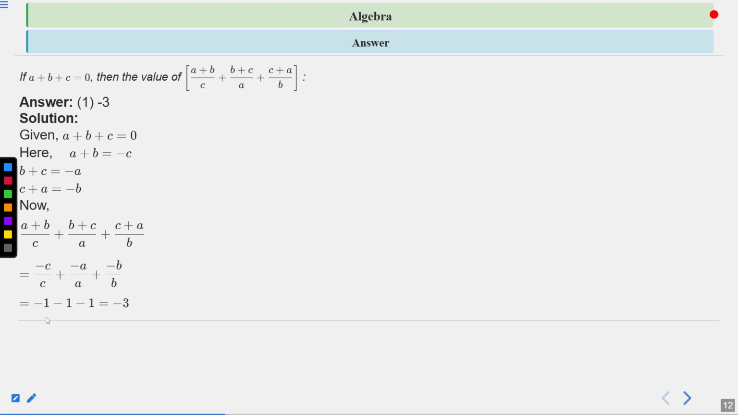Now when we simplify it, we get -1, -1, -1. So when we add up all three -1, we get -3. So the first one is the correct answer of this question. Next one.